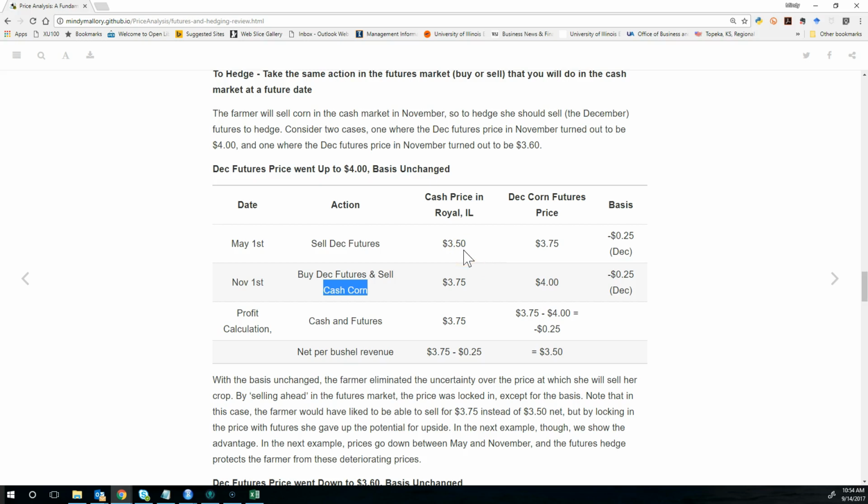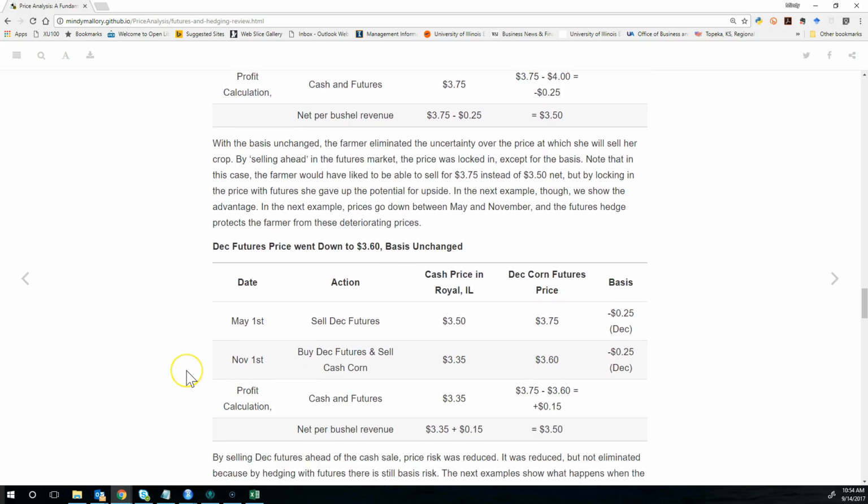Okay, so notice the mechanics of how the hedge works. The price went up in the cash market. That would make a farmer happy. But while his cash position was making money, his futures hedge was losing money. Now let's go ahead to the next example and see the opposite at work.